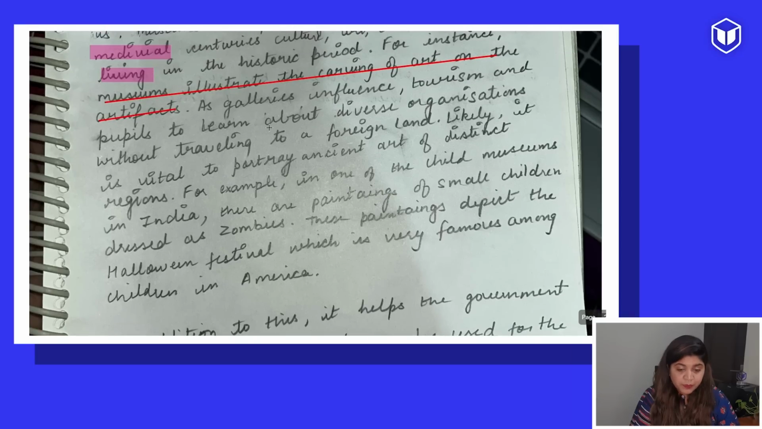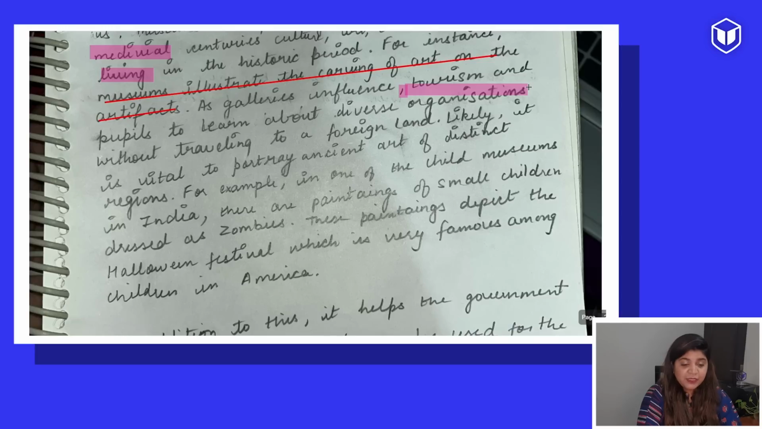Okay, now, "as galleries influence," again, a comma is wrongly placed here. Please take care of punctuation whenever you write essays, okay? Otherwise, you will lose your band score. "As galleries influence tourism and pupils to learn about diverse organizations." Again, the student went off topic. The topic is about organizations. No, here it would be more relatable if it is written that way.